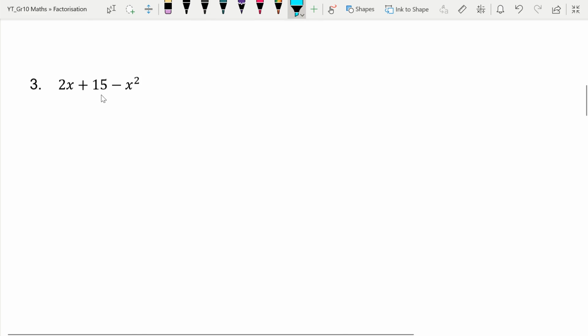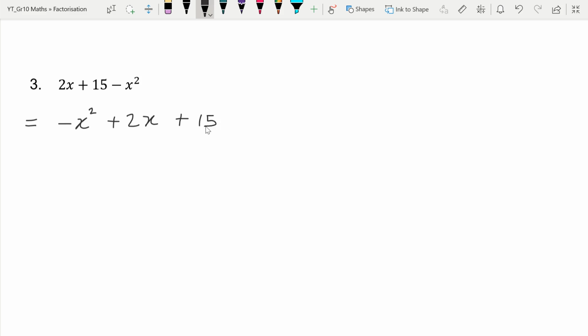Last one. We're going to have to write that in the desired form, where we have our square term first, and then our middle term, and there is our constant term. So we just rewrote that and changed the order around a little bit. We don't want that -1 coefficient over there.